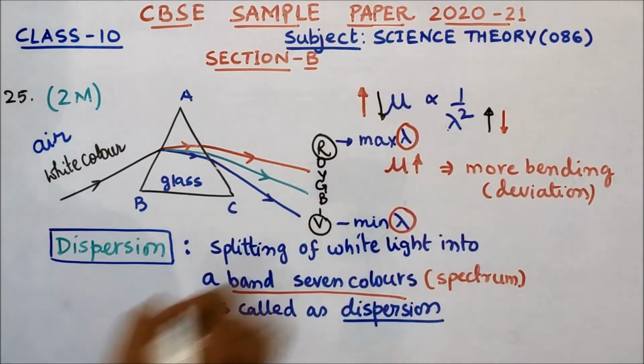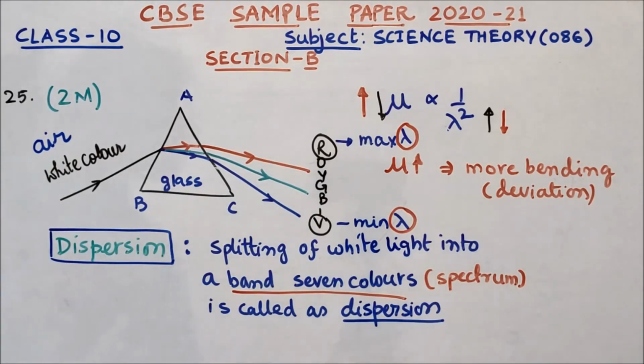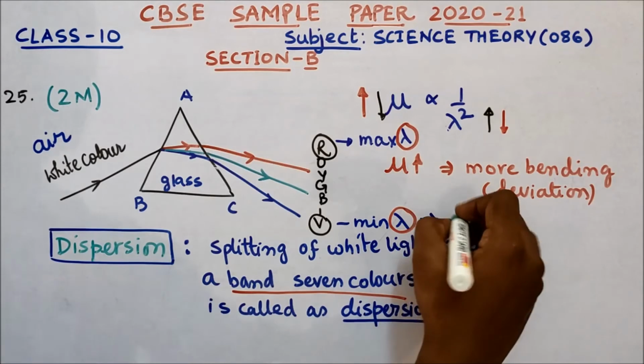In class 9th, you must have studied about wavelength and frequency in the chapter sound. Red has the maximum wavelength in the visible spectrum of light, and violet has the minimum wavelength. So the refractive index will be maximum for which color? The refractive index is maximum for violet.